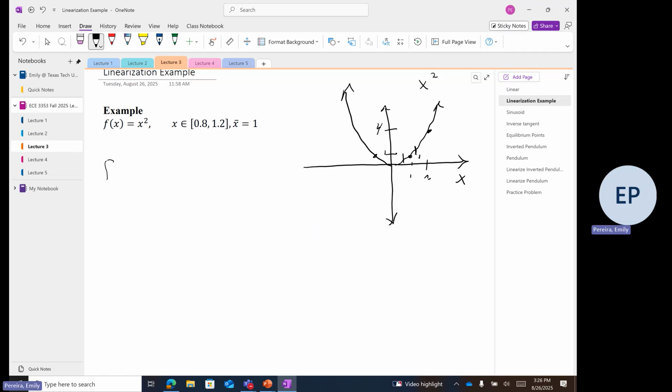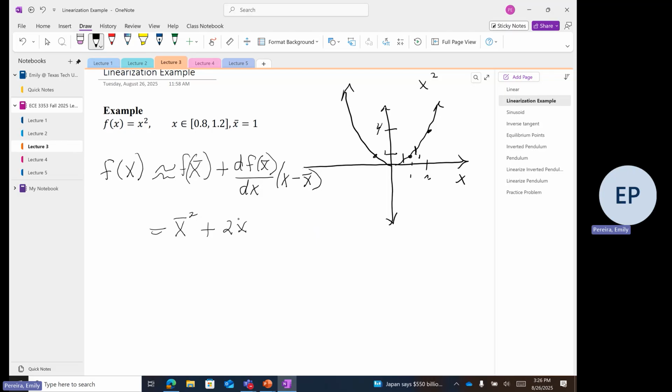All right, so if we apply this Taylor series expansion, then this is approximately equal to the function at x bar plus the derivative of the function at x bar times this interval. So this is equal to f at x bar, so this is x bar squared, plus the first derivative is 2x bar times x minus x bar. All right, and we're told that x bar is equal to 1.